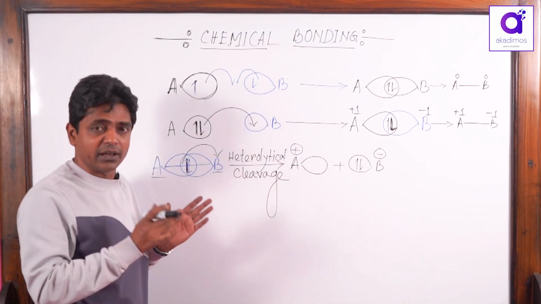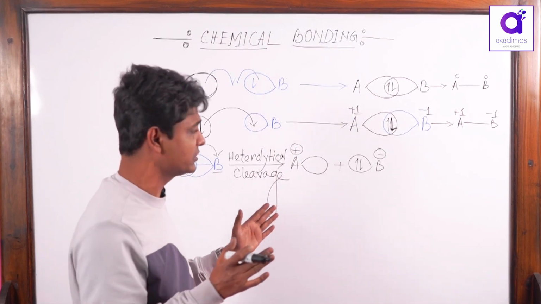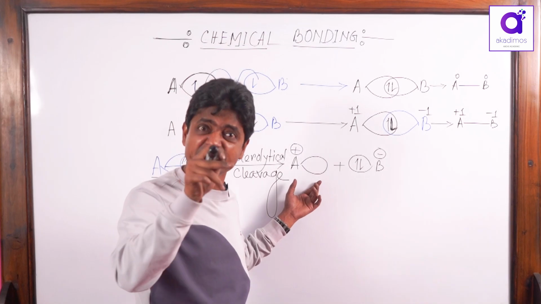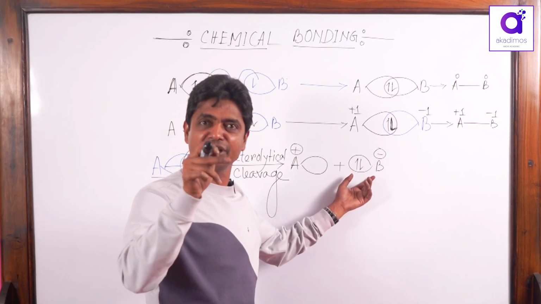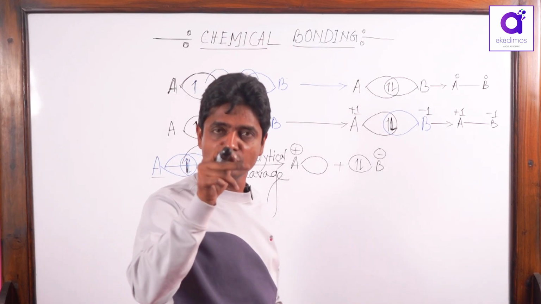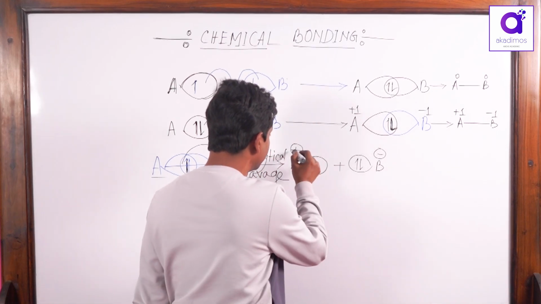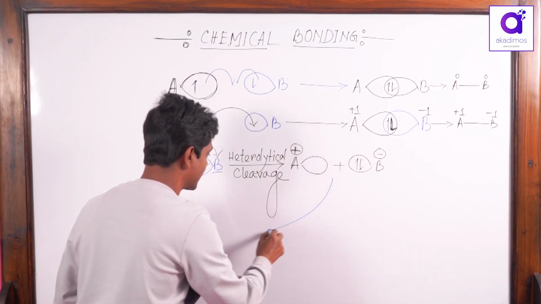Now, when you break a bond heterolytically, what do you get? You get a plus charge with a vacant orbital, remember, and a minus charge with a fully occupied orbital, or you could say a lone pair. Now, the reverse phenomenon, see the reverse.